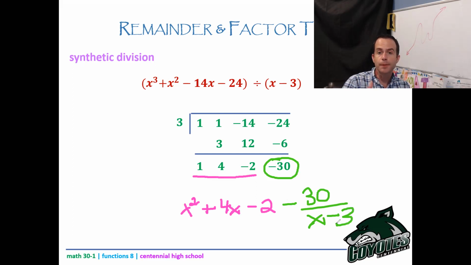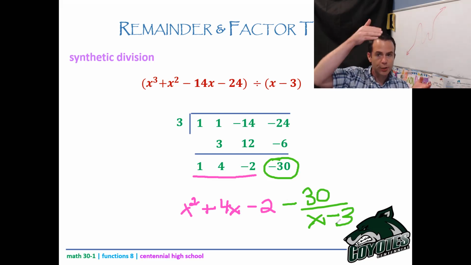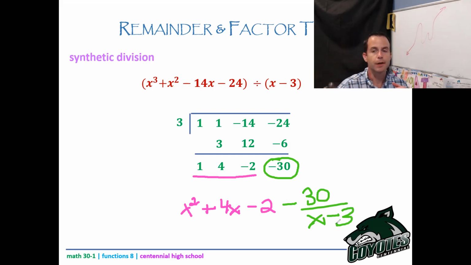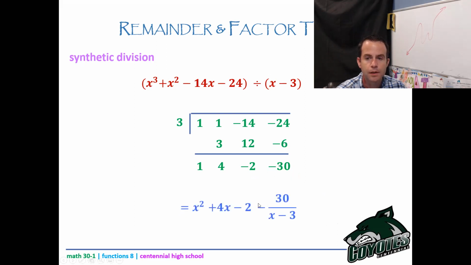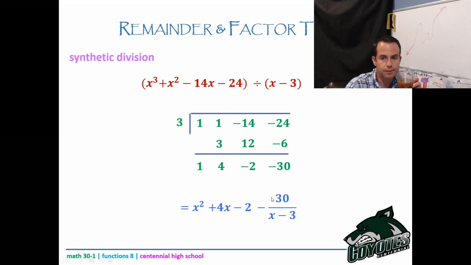And that makes sense that we drop a degree because we're taking a degree 3 polynomial and dividing by a degree 1 polynomial, right? When we were dividing powers of the same base since like grade 8, x cubed divided by x is going to give me x squared. So it makes sense that we're going to drop a degree there. So x squared plus 4x minus 2, subtract the remainder of 30 over x minus 3. Just for clarification, I am subtracting because it was negative 30 here. If it was positive 30, I'd be adding that remainder.